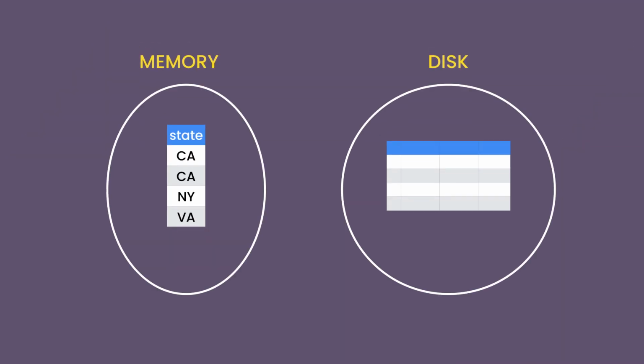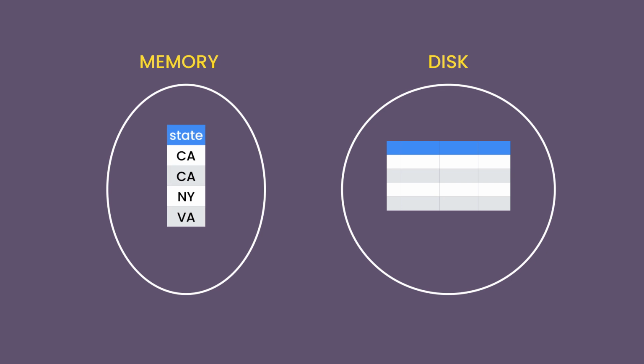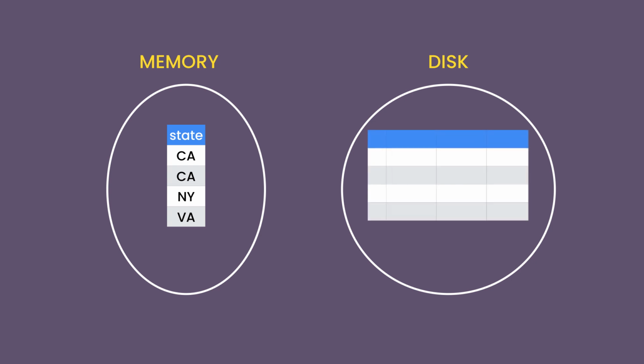In a lot of cases, indexes are small enough that they can fit into memory. That's why it's much faster to use them to find data, because reading data from memory is always faster than reading it from the disk.